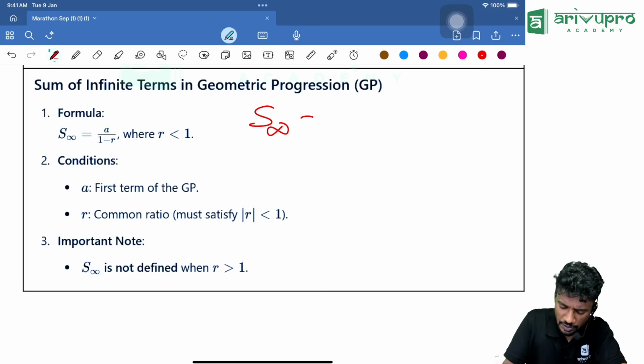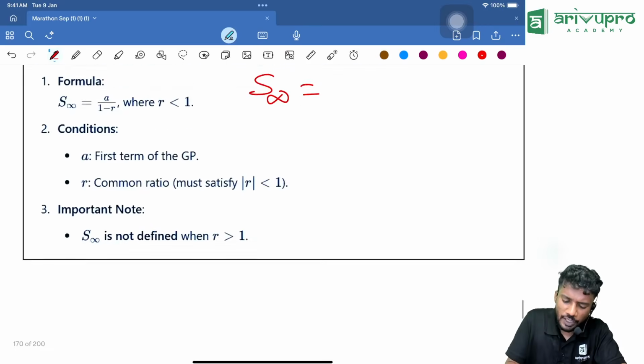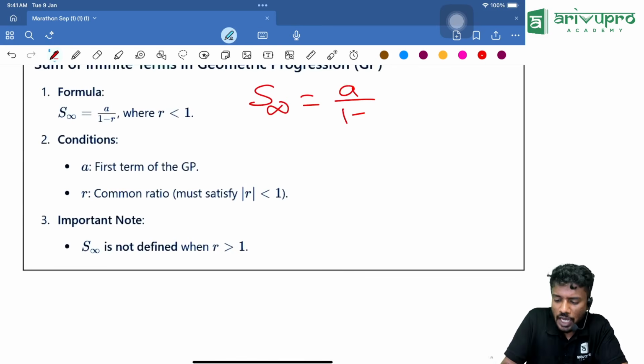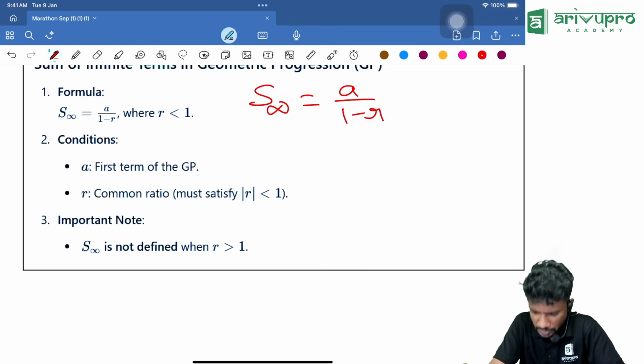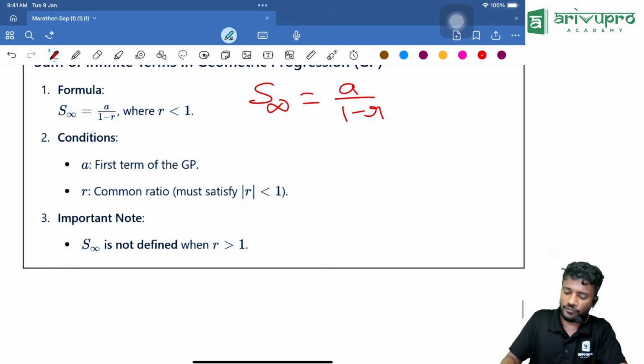Now, sum of infinite terms of a GP. S infinity is equal to what? A divided by 1 minus R. What is this R? The common ratio. A is what? The first term. Then we can find S infinity.